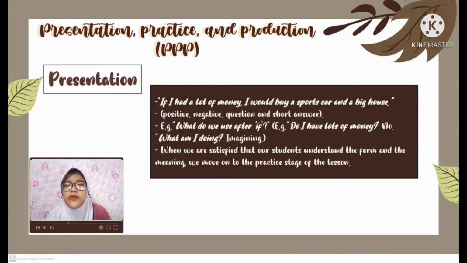So we practice and drill the sentence orally before writing it on the board. Positive, negative, question, and short answer. And then we focus on form by asking the students questions. For example, what do we use after if? And on meaning by asking the students questions to check that they have understood the concept. For example, do I have lots of money? And they will say no. What am I doing? They say imagining.